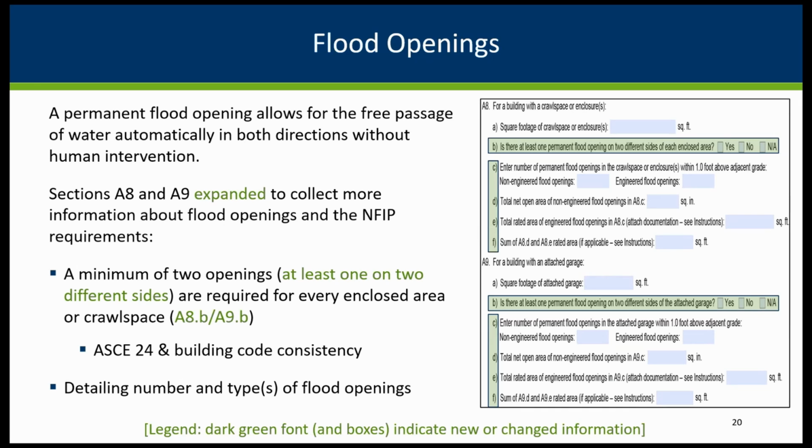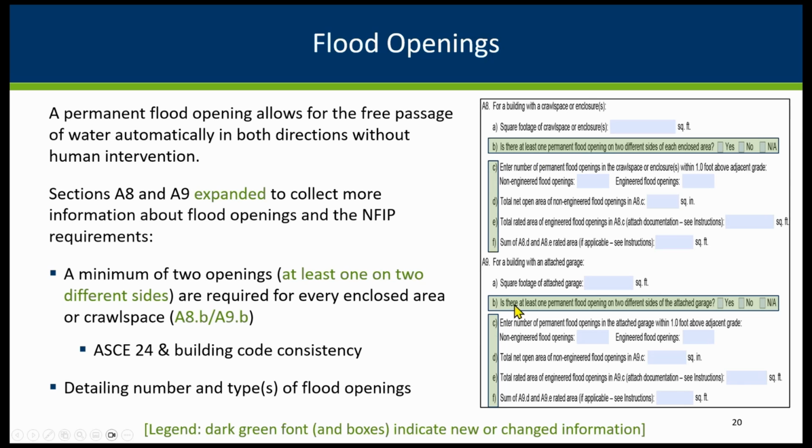Sections A8 and A9 of the elevation certificate, as Ceil already mentioned, are going to ask a lot of information about flood openings. And those flood openings are those permanent openings that allow for the free passage of water automatically in both directions without human intervention. Both these sections expand on the information that they collect on flood openings. As you can see, all these sections are highlighted in green, so that's all new.